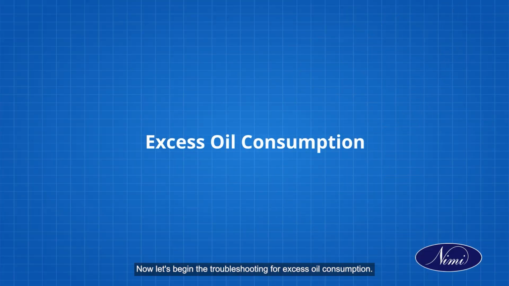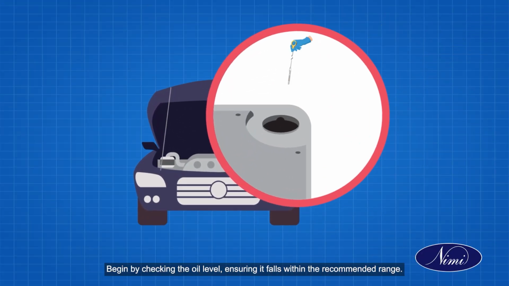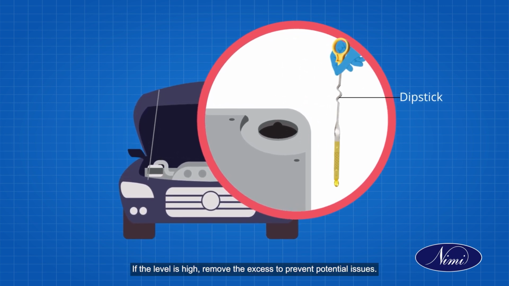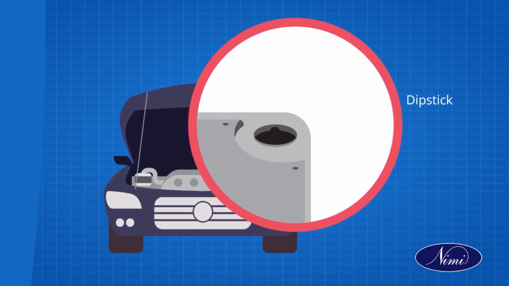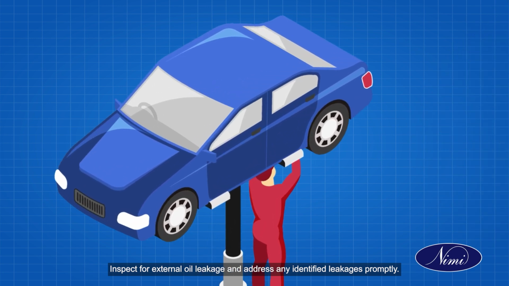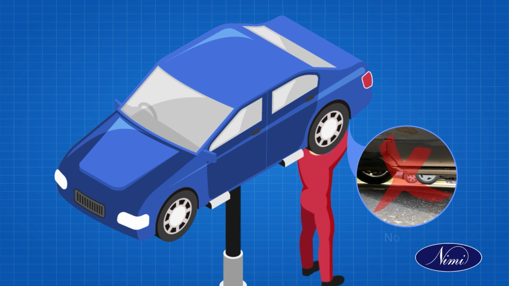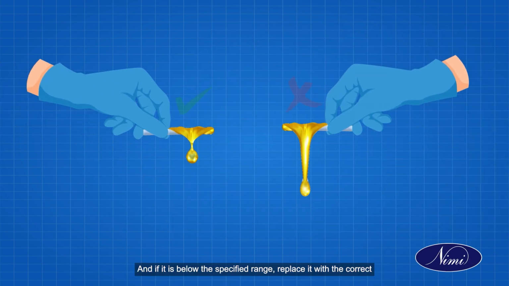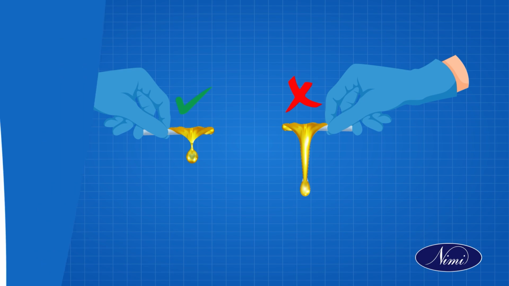Now, let's begin the troubleshooting for excess oil consumption. Begin by checking the oil level, ensuring it falls within the recommended range. If the level is high, remove the excess to prevent potential issues. Inspect for external oil leakage and address any identified leakages promptly. In the absence of leaks, assess the oil viscosity, and if it is below the specified range, replace it with the correct grade to maintain proper lubrication.